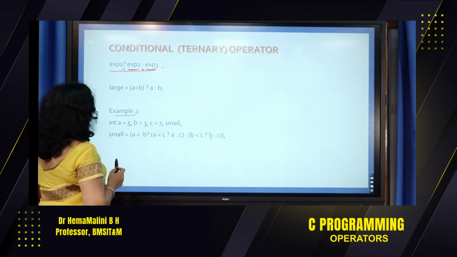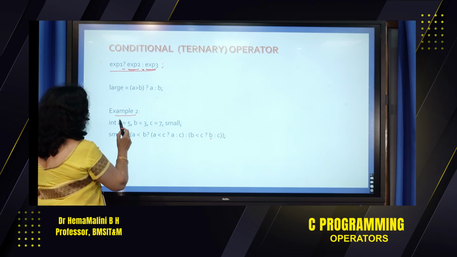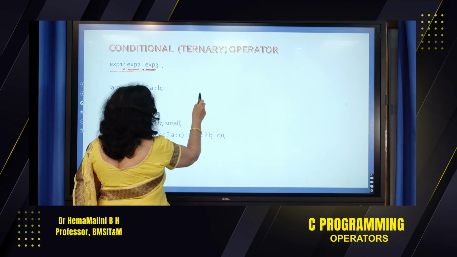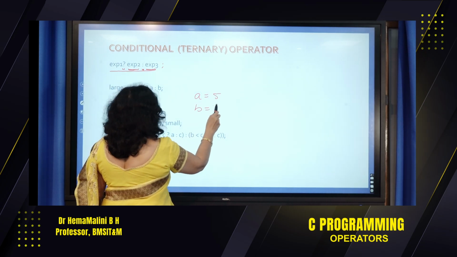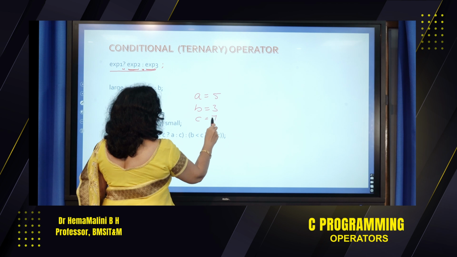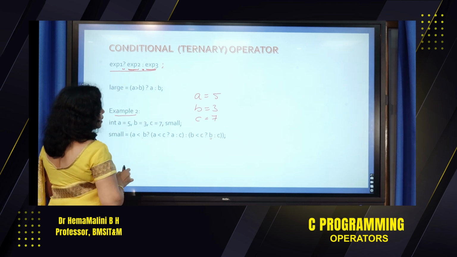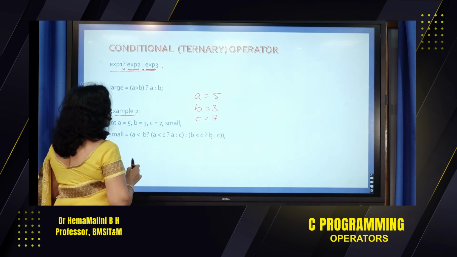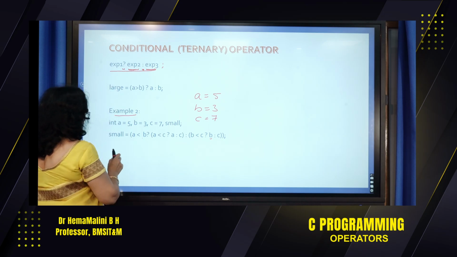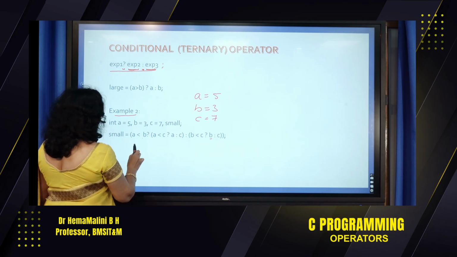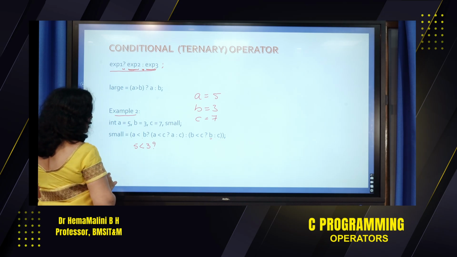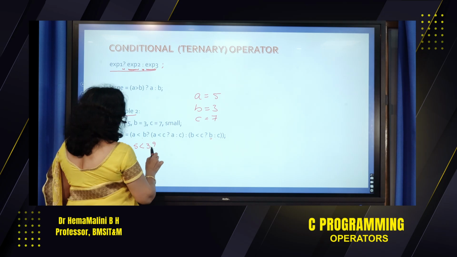Now let's take a second example. There is an integer a equals 5, a is 5, b is 3, c is 7. So out of the three values, we have to take the smallest value. So we have the ternary operator. What is a? a is 5. 5 less than 3, the condition. Is 5 less than 3? No, 5 is not less than 3.